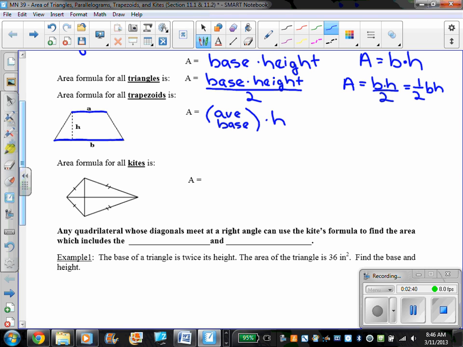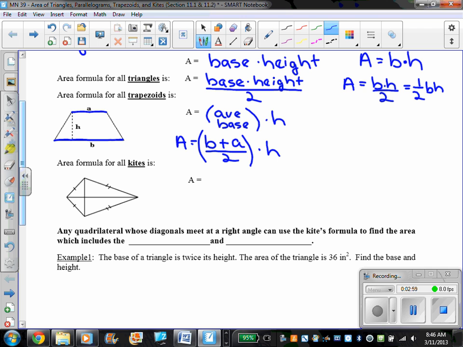So what does that mean? Well, that means that you're going to have to average your bases. So you're going to go, in this case, if you go off to the left, B, that base, plus A, which is your other base, divided by 2. So there's your average right there, times the height.